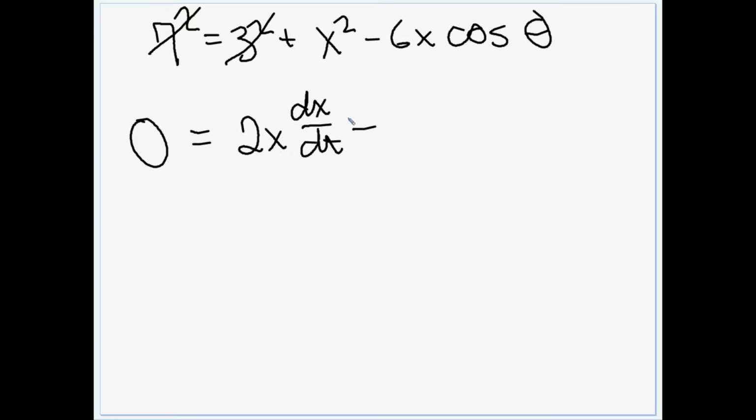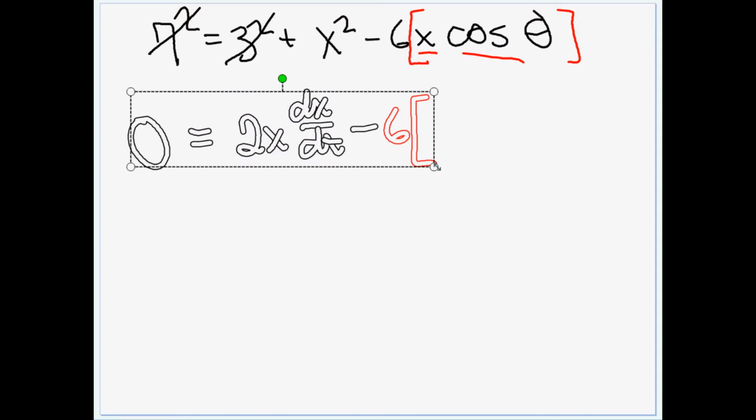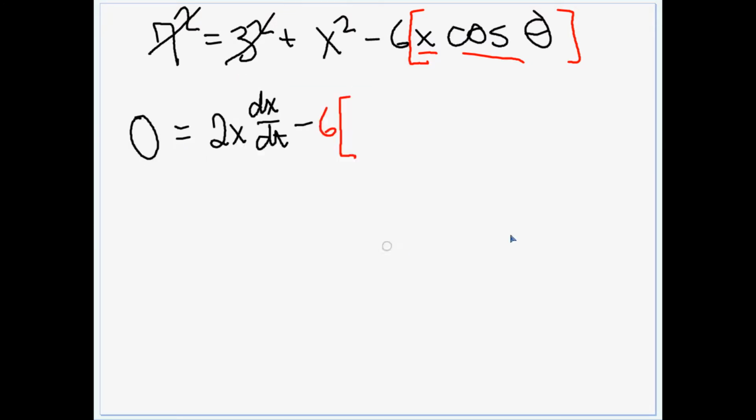Minus. Now the way I'm going to do this, let me put a set of brackets around this. We've got the 6 and then we've got an x cos theta. I'm going to keep the 6 out, and so I'm going to have some brackets here. We'll do the product rule inside, and then we'll distribute the negative 6 at the end. For me, that's the safest way to do these types of problems. I'm less prone to mistakes if we do it this way. And remember, we are deriving with respect to t.